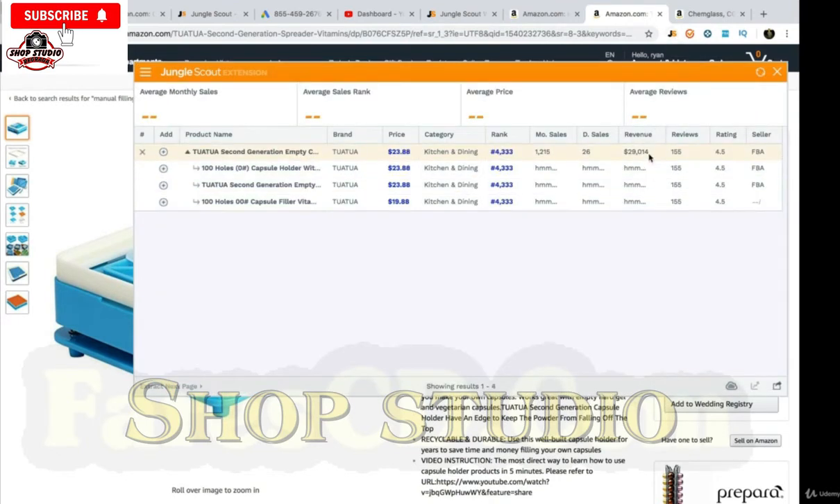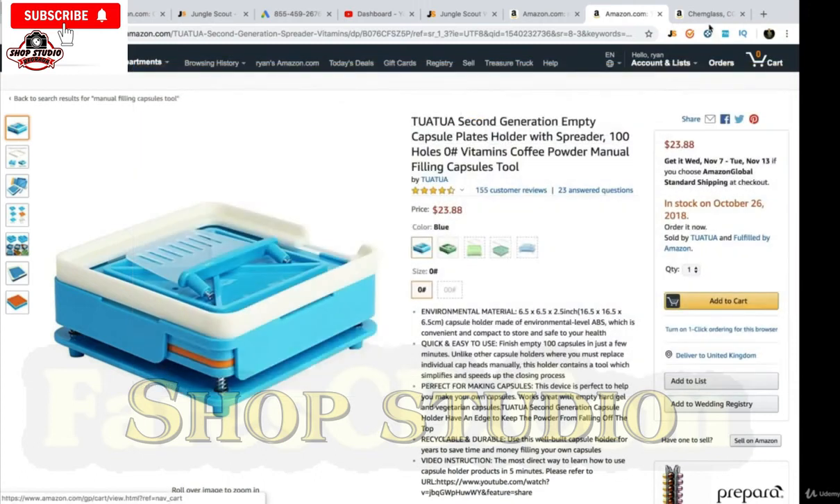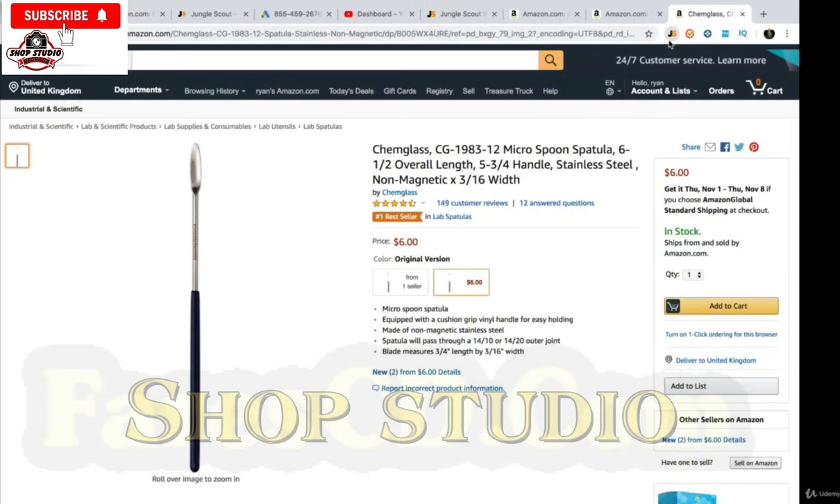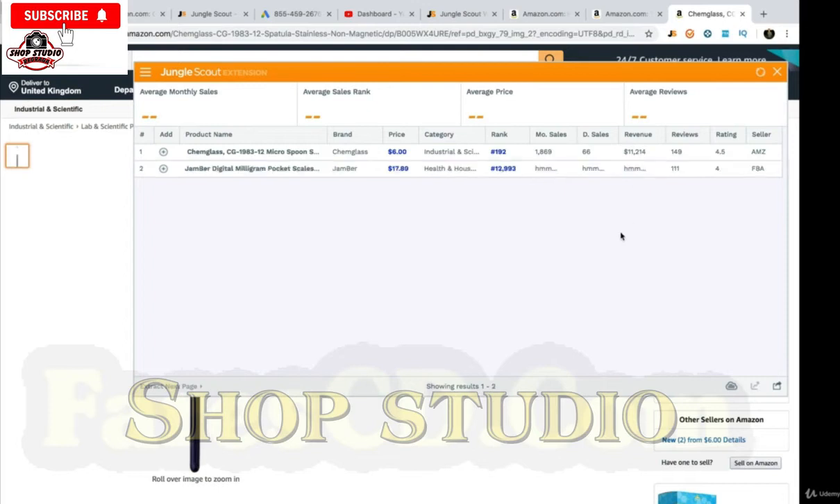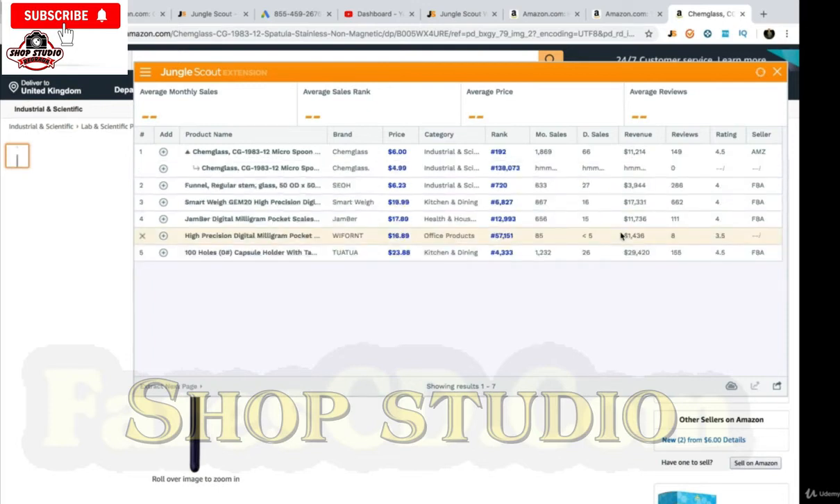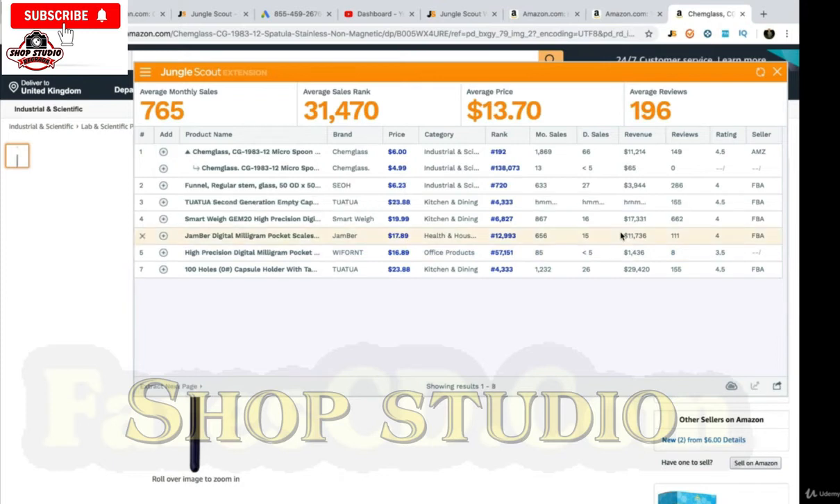I mean, this one here is making nearly $30,000 a month. You couple that together with the spoon, which was making, I believe, was it nearly 12? You're looking at a $40,000 a month item there. $40,000 a month, and you'd easily be looking at between 40 and 50% profit margin. That's nearly 20,000 US dollars every month.